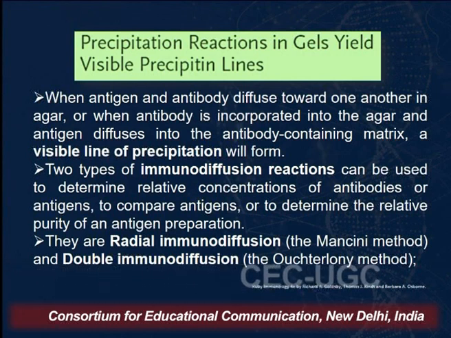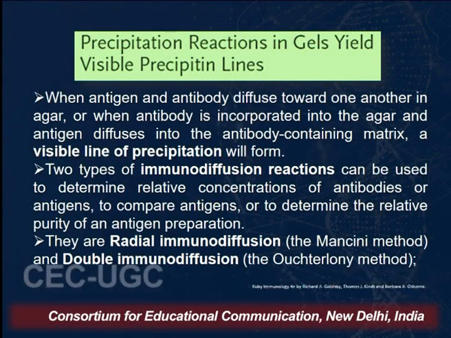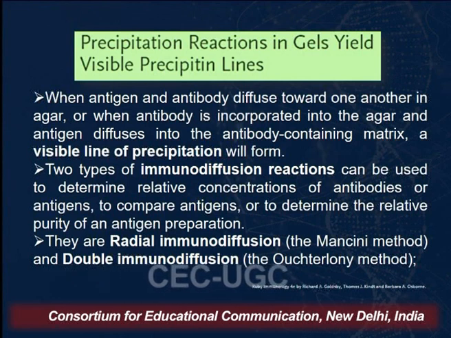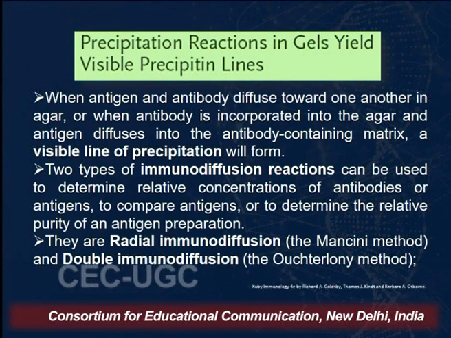Now this precipitation reaction in the gel yielded certain precipitin lines. There are two types of immunodiffusion reactions which were used to form the assays. One is called the radial immunodiffusion method, or the Mancini method, and the other is called the double immunodiffusion method, or the Ouchterlony method. Now we'll come to each of them and see how exactly the antibody-antigen interaction takes place.